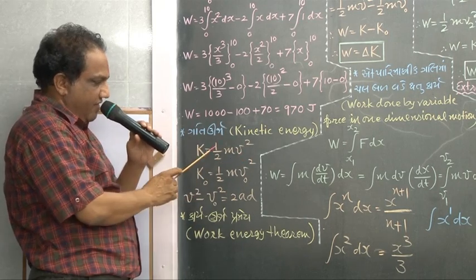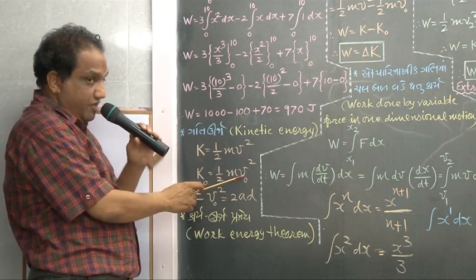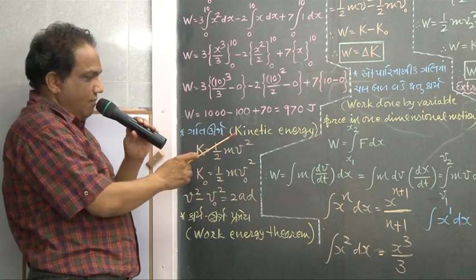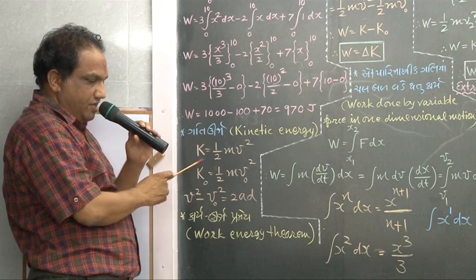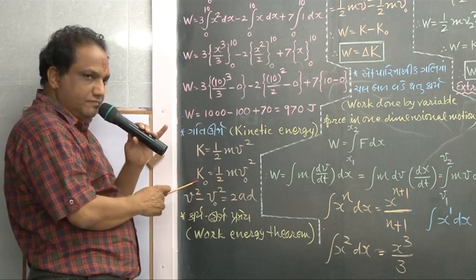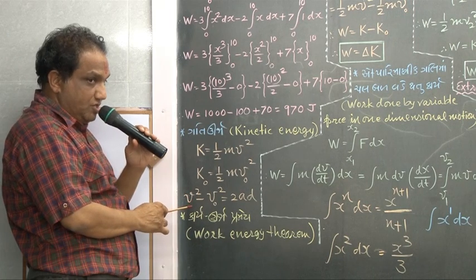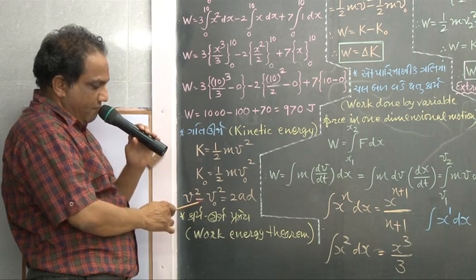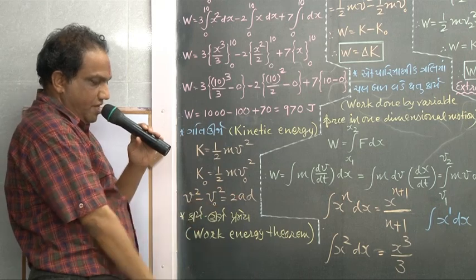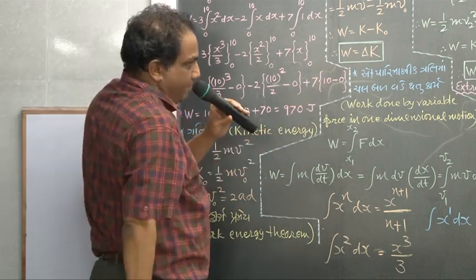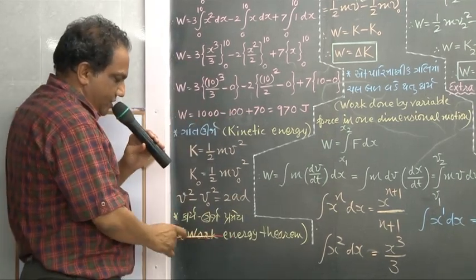Final velocity, then final kinetic energy. Here I am putting v0, that is initial velocity; here you should write K0, initial kinetic energy. Simple. Don't you know the third equation of linear motion with constant linear acceleration? v square minus v0 square equals 2ad. Let us obtain one very important result called the work energy theorem.